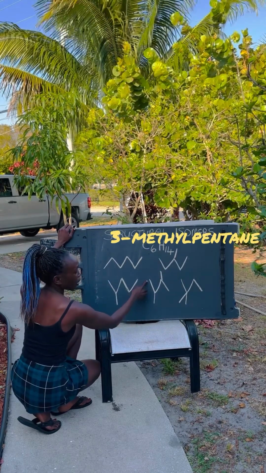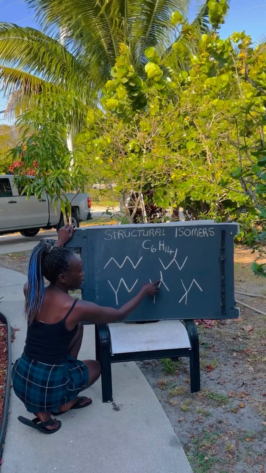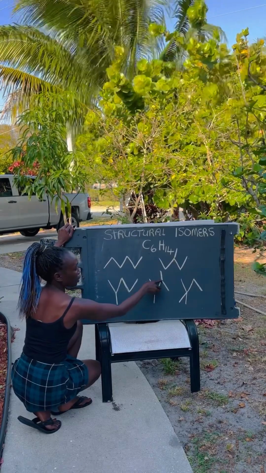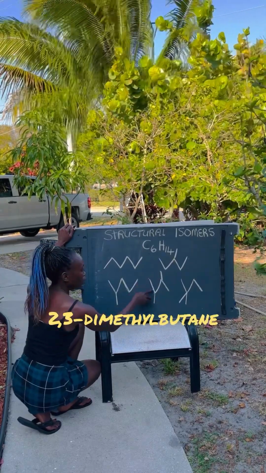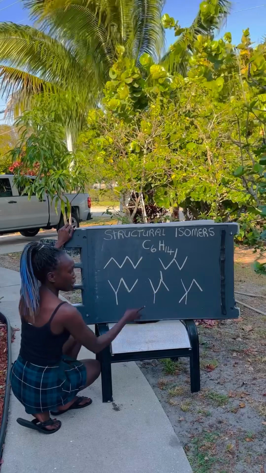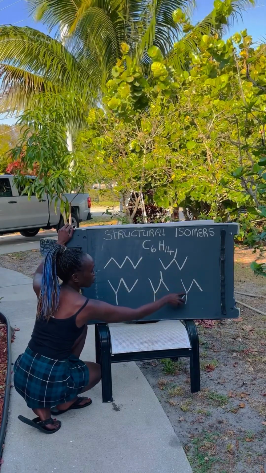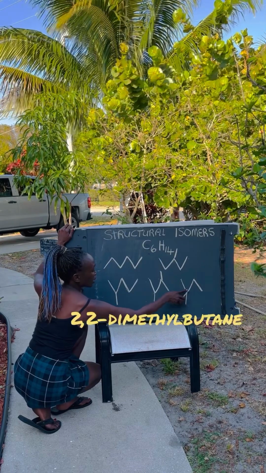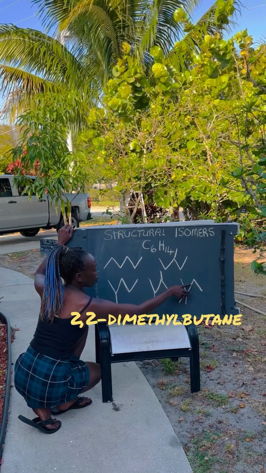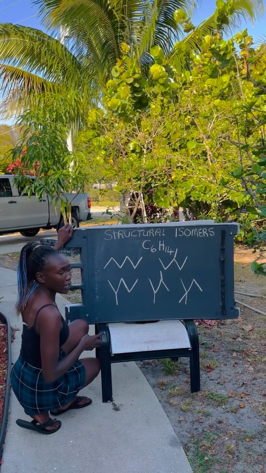Here we have 2,3-dimethylbutane, with a 1, 2, 3, 4 butane chain. And here we have 2,2-dimethylbutane, again with a 1, 2, 3, 4 butane chain.